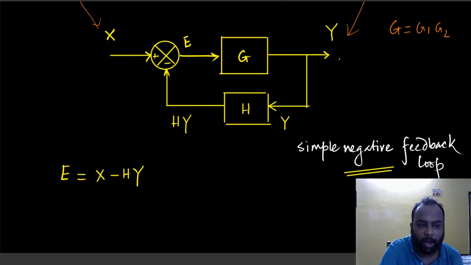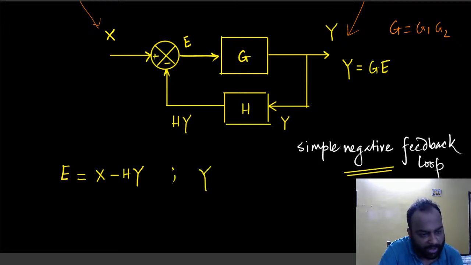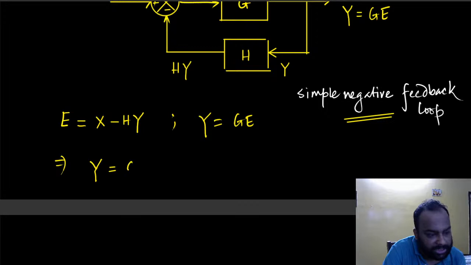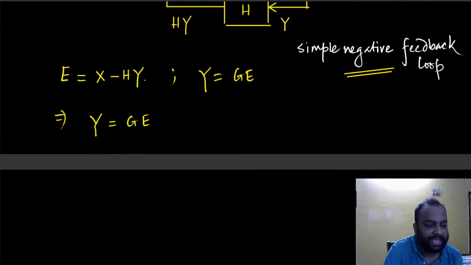But what is y? What is the output? Output y is essentially g into e, because e is the input to this system and y is the output of this system. So essentially we have another formula, y equal to g into e. All right, so from this equation I have y equal to g into e, but instead of writing e, I can replace e with x minus hy.